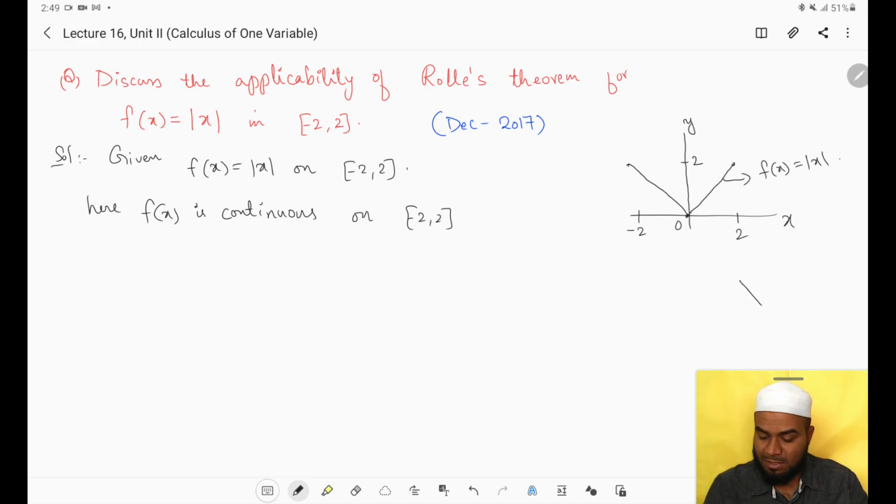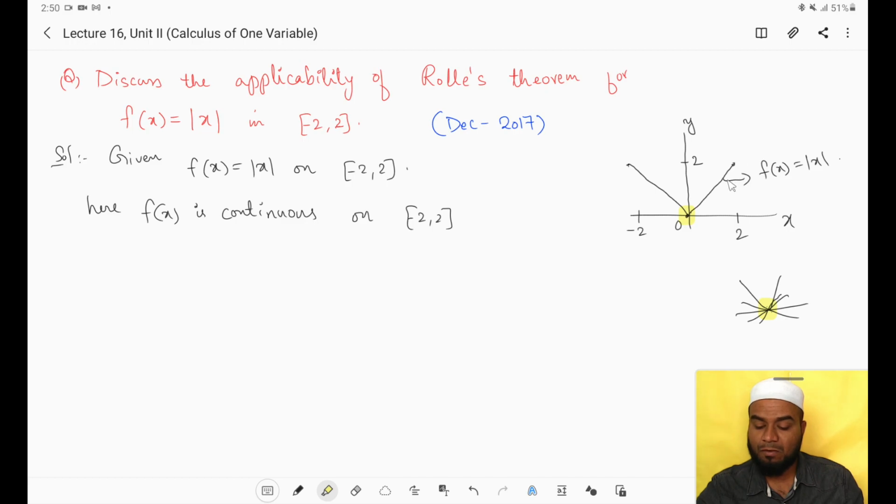Because if you see this, then how many tangents can I draw here? This is a tangent, this is a tangent, all these are tangents here, right? So I will be able to draw infinitely many tangents at this specific point. Here also at this specific point, I will be able to draw infinitely many tangents. So that's why the function will not be differentiable only at this point.